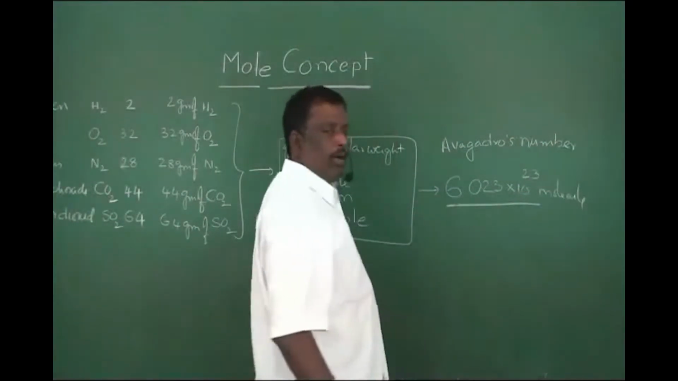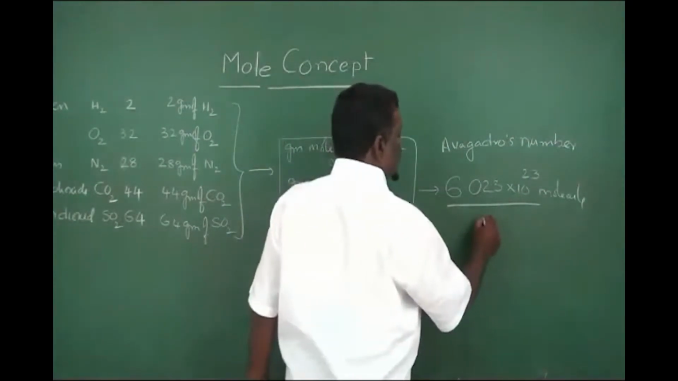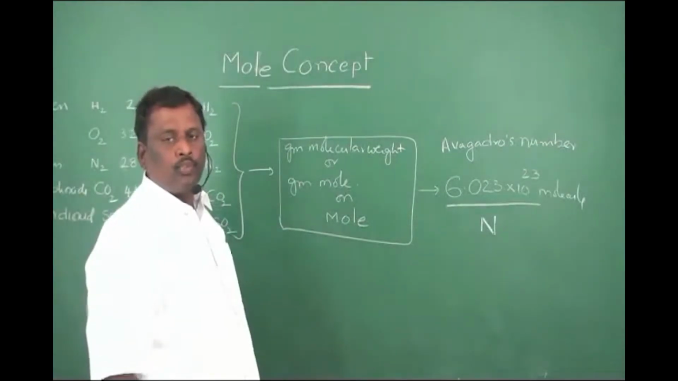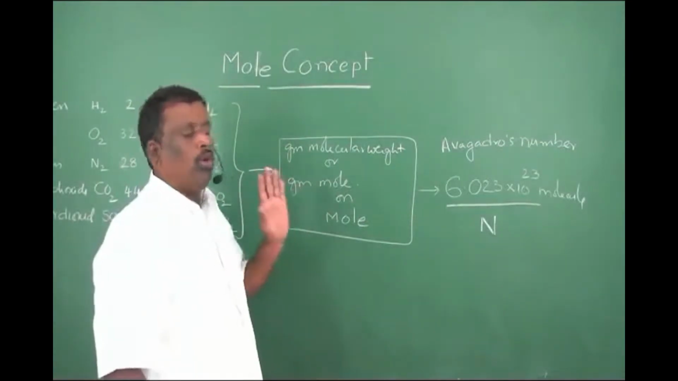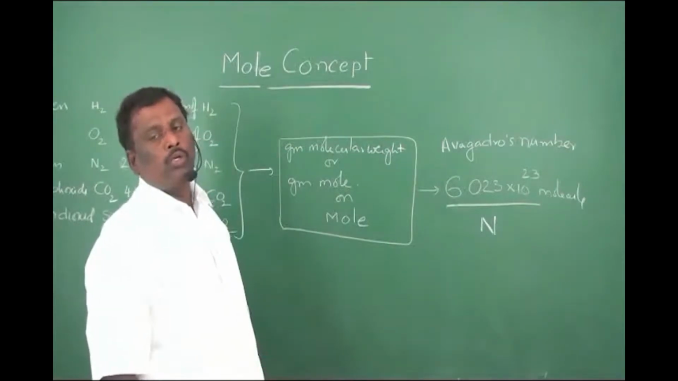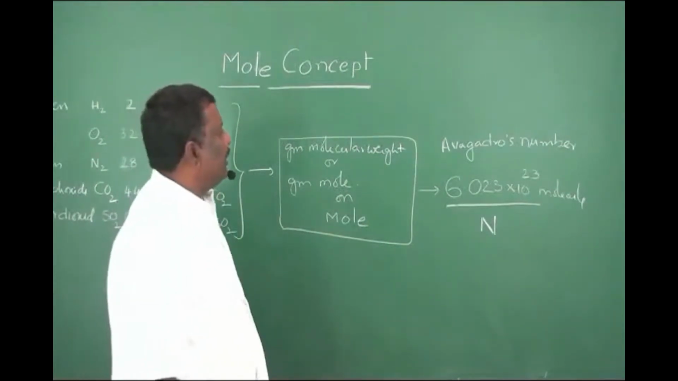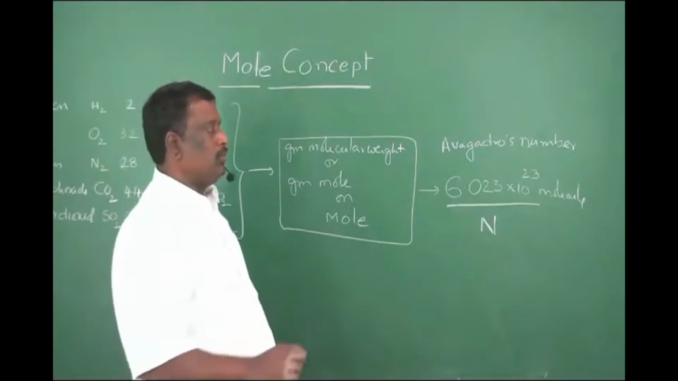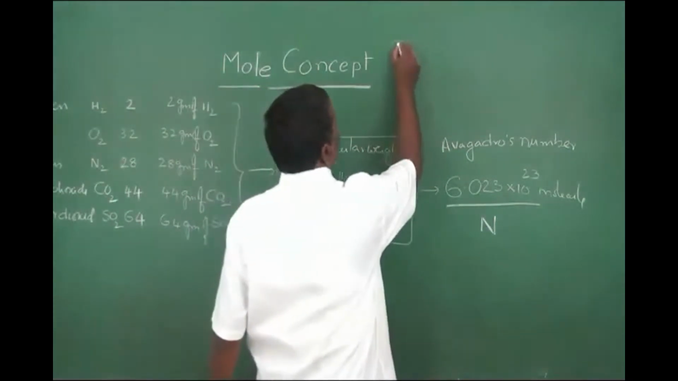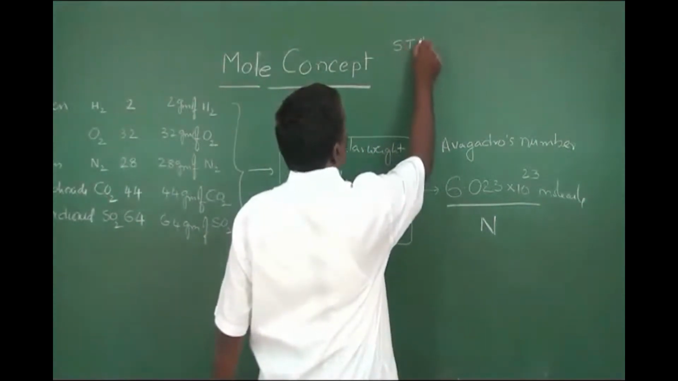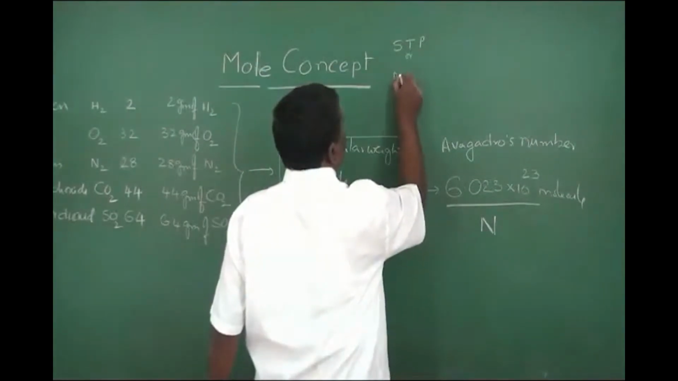This is said to be Avogadro's number, and it is denoted with capital N. Capital N means Avogadro's number. So that is mole. Now, we should know the term STP or NTP.